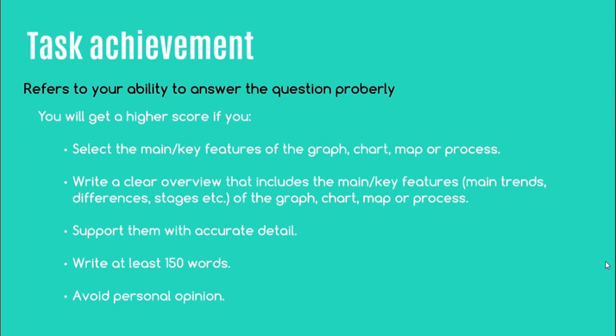You will get a higher score if you select the main key features of the graph, chart, map or process. So you should always write a clear overview that includes the main key features, like main trends, differences, stages, etc. of the graph, chart, map or process. Support them with correct, accurate detail. Write at least 150 words and don't write more than 200 words. Try not to give your personal opinion. You can give your personal opinion for task 2, but don't give a personal opinion here in task 1.